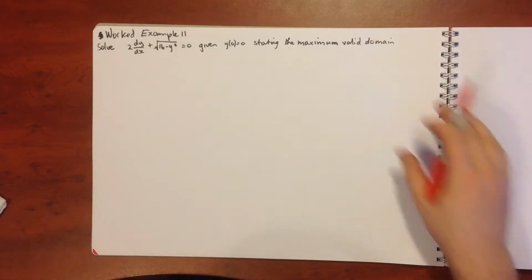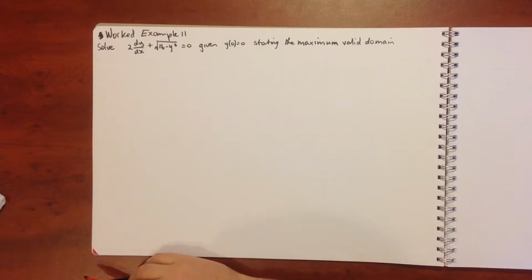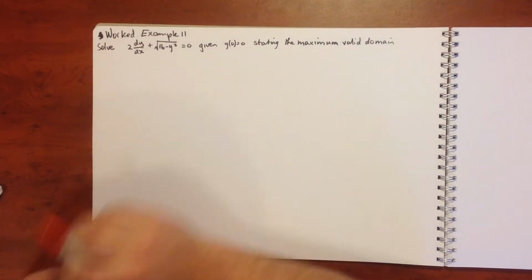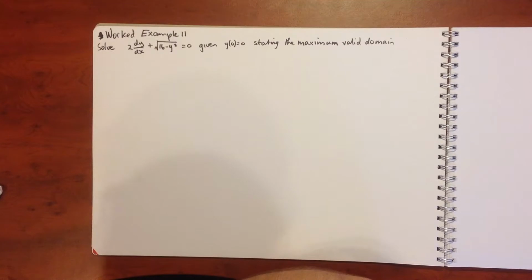We've got one more example to do, and then we're finished. This is worked example 11. This time we're saying that 2 times dy/dx plus the square root of 16 minus y squared equals 0, given that y is 0 when x equals 0, and we've got to state the maximum valid domain.